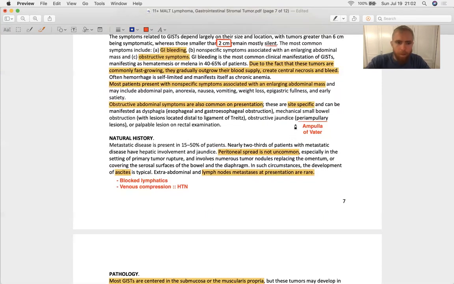I'll remark on that periampullary lesion. Periampullary, around the ampulla. Well, what ampulla? Well, the ampulla of Vater, which is the major papilla of the pancreas protruding into the GI tract. Although I guess the gallbladder has an ampulla too. I haven't got there yet.